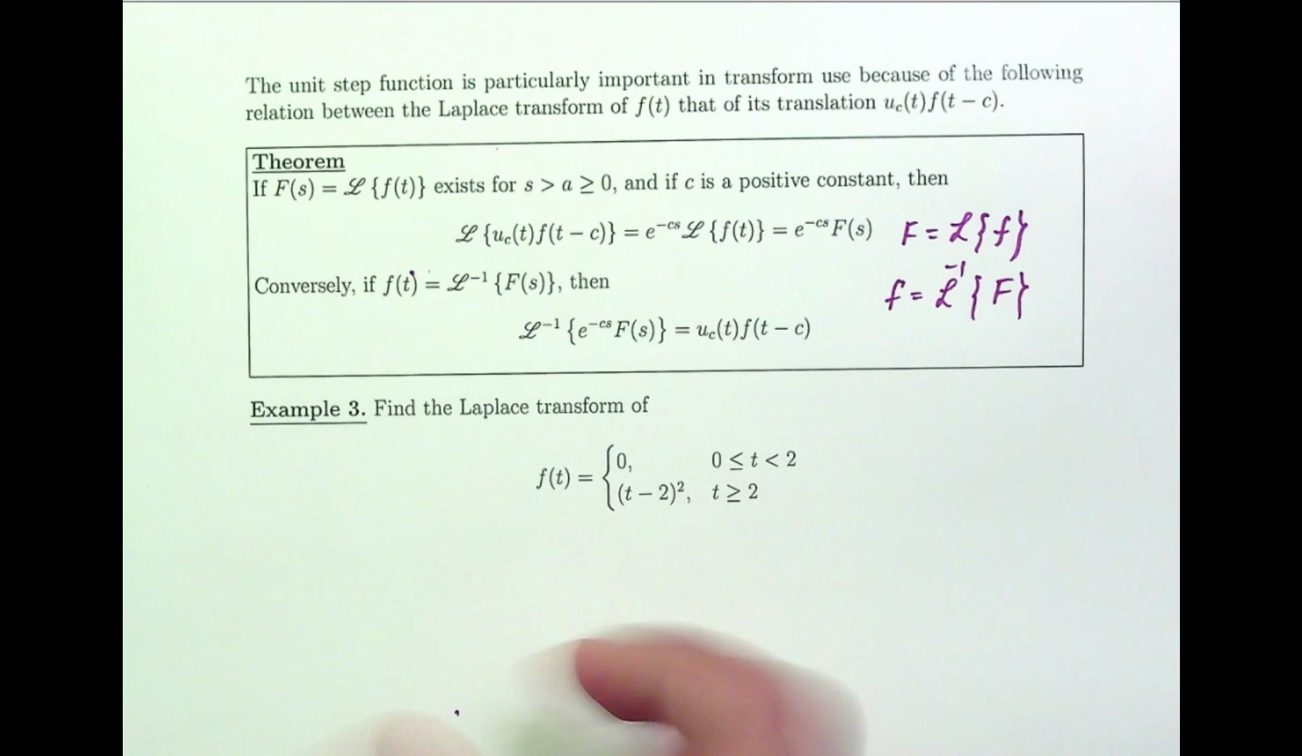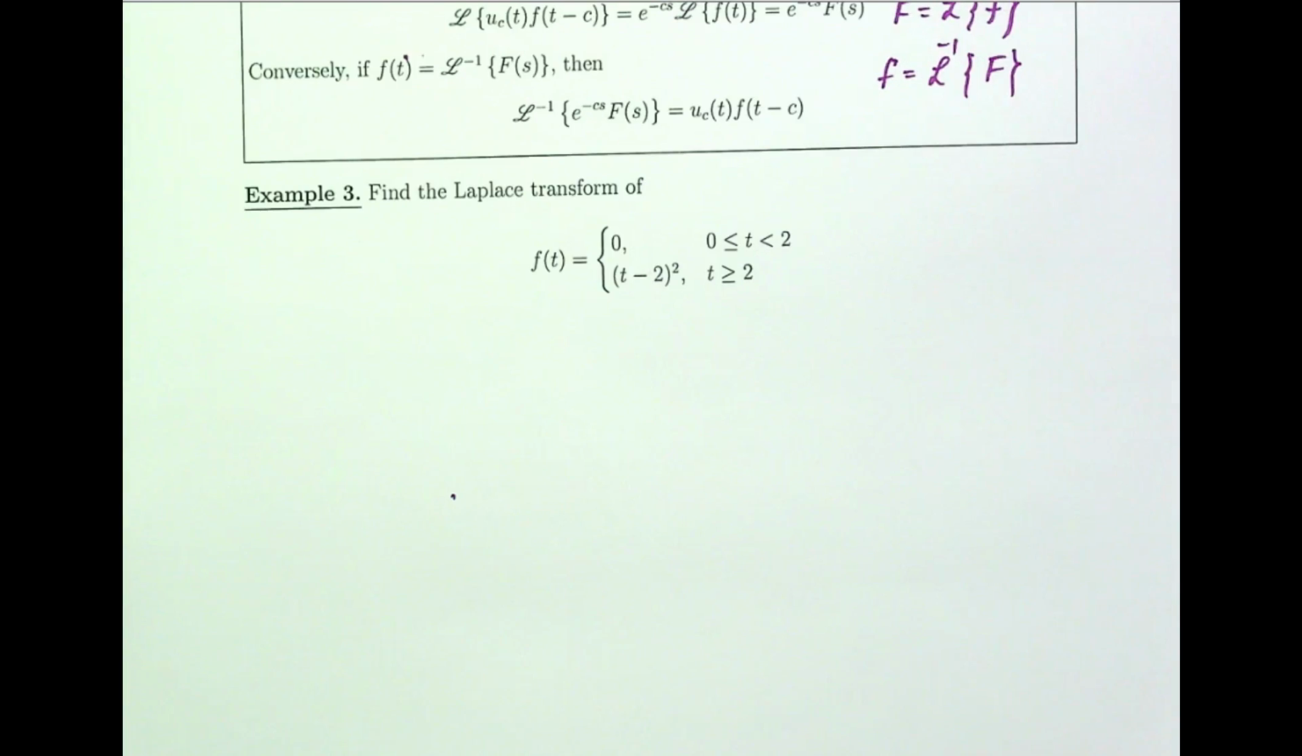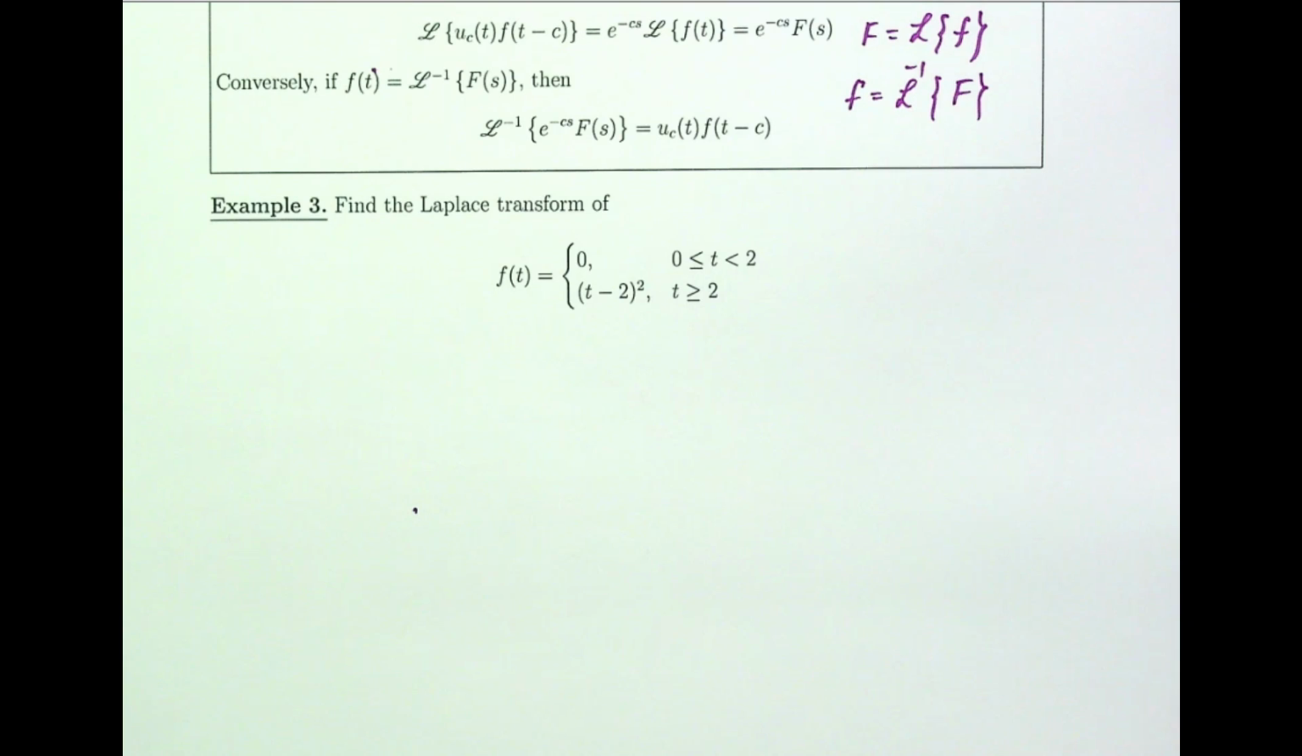Now let's do a couple of examples regarding this theorem. Alright, first one says find the Laplace transform of f of t equals 0 for t between 0 and 2, and then t minus 2 squared for t bigger than or equal to 2. Okay.